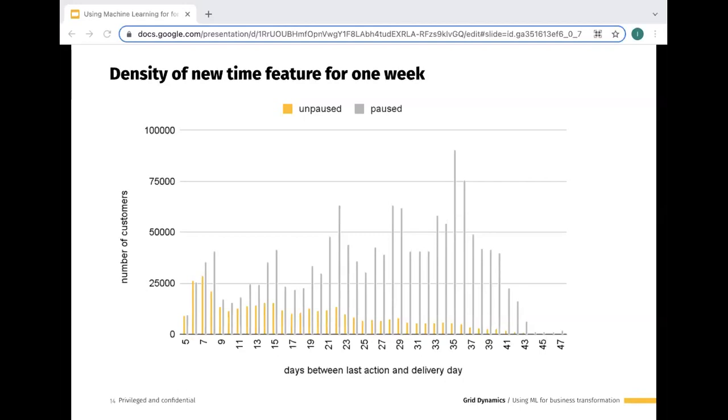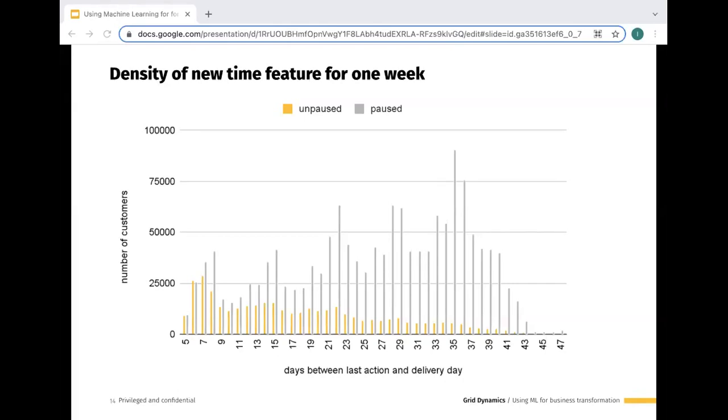The first one is for pausing clients, and the trend is that the amount of clients who have pause actions a particular number of days before the delivery day increases with decreasing distance to the delivery day. Increase with distance to delivery day.